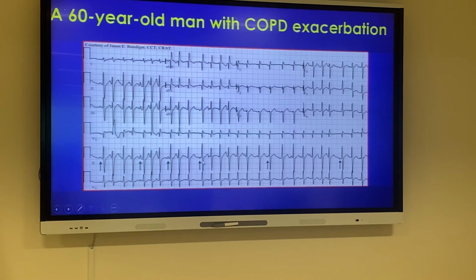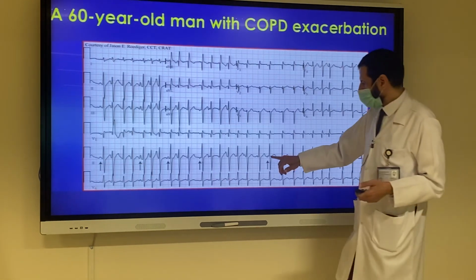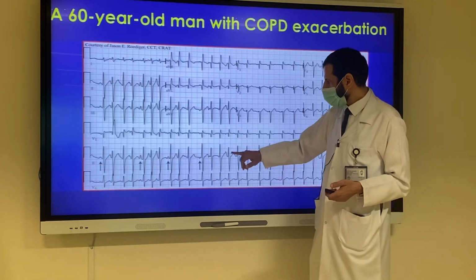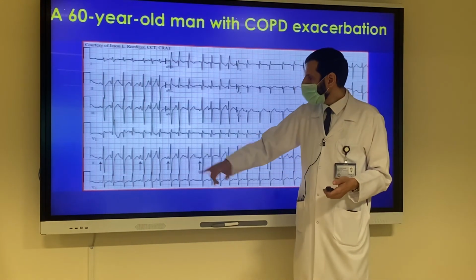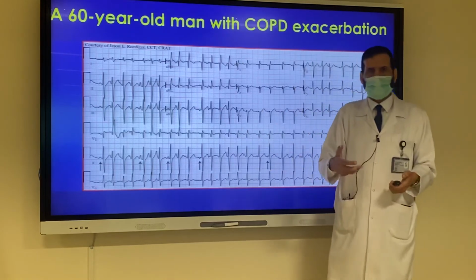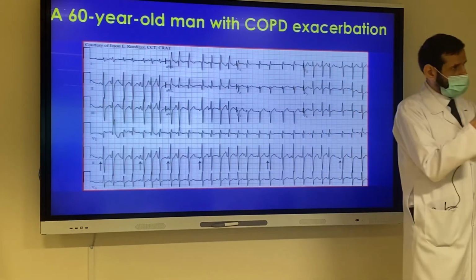So there are P waves. But what is the main thing about these P waves? There's a variety. One is negative, one is positive, and the third one is in between. So we have different P wave morphologies. And of course, because of different P waves, the PR could also be different.